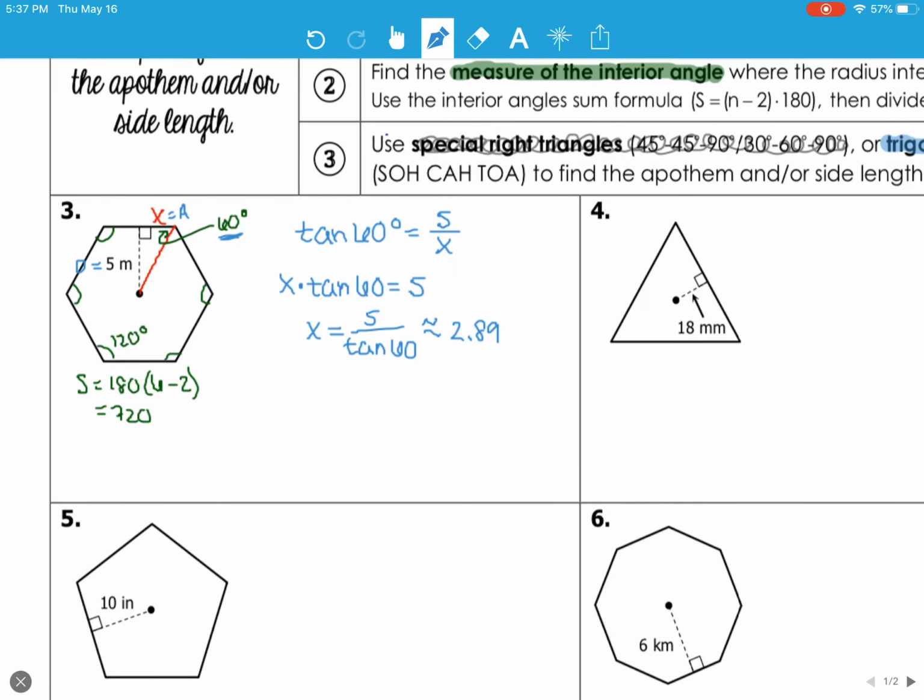Now, how does that help me? Well, ladies and gents, that tells me that this little piece right here is 2.89, which allows me to say that this piece right here is double that, so each side inside of that hexagon is going to be 5.78.